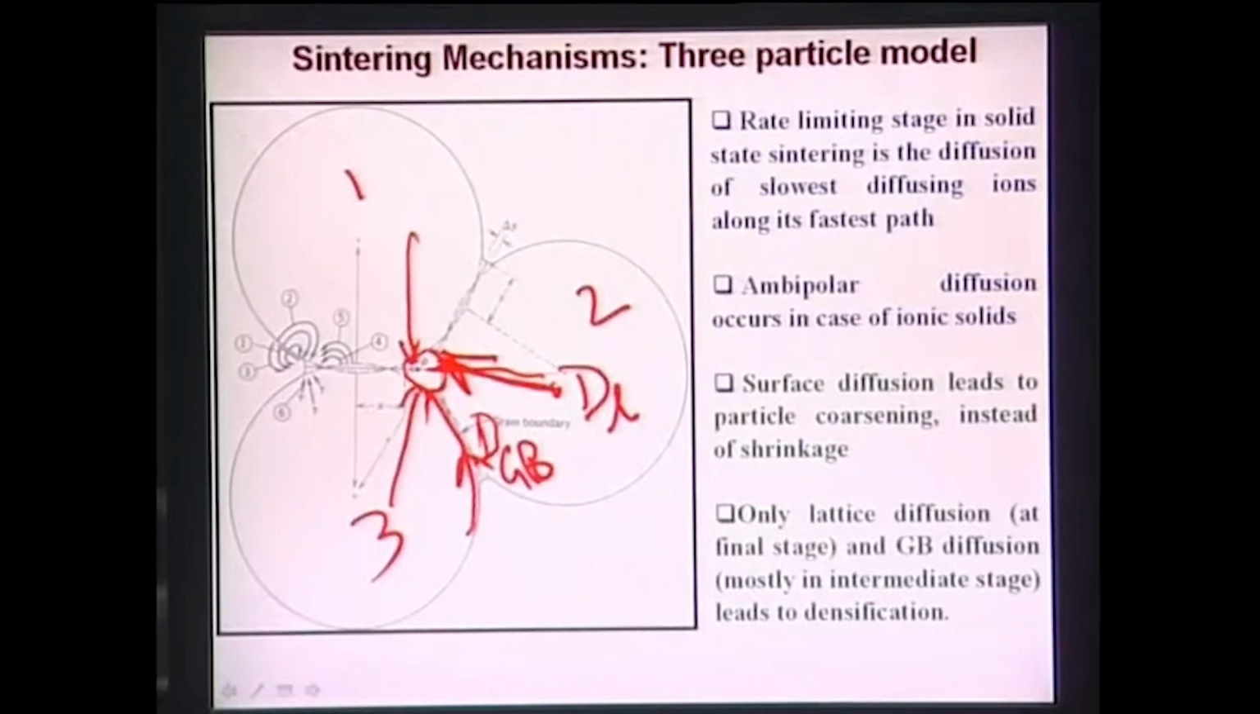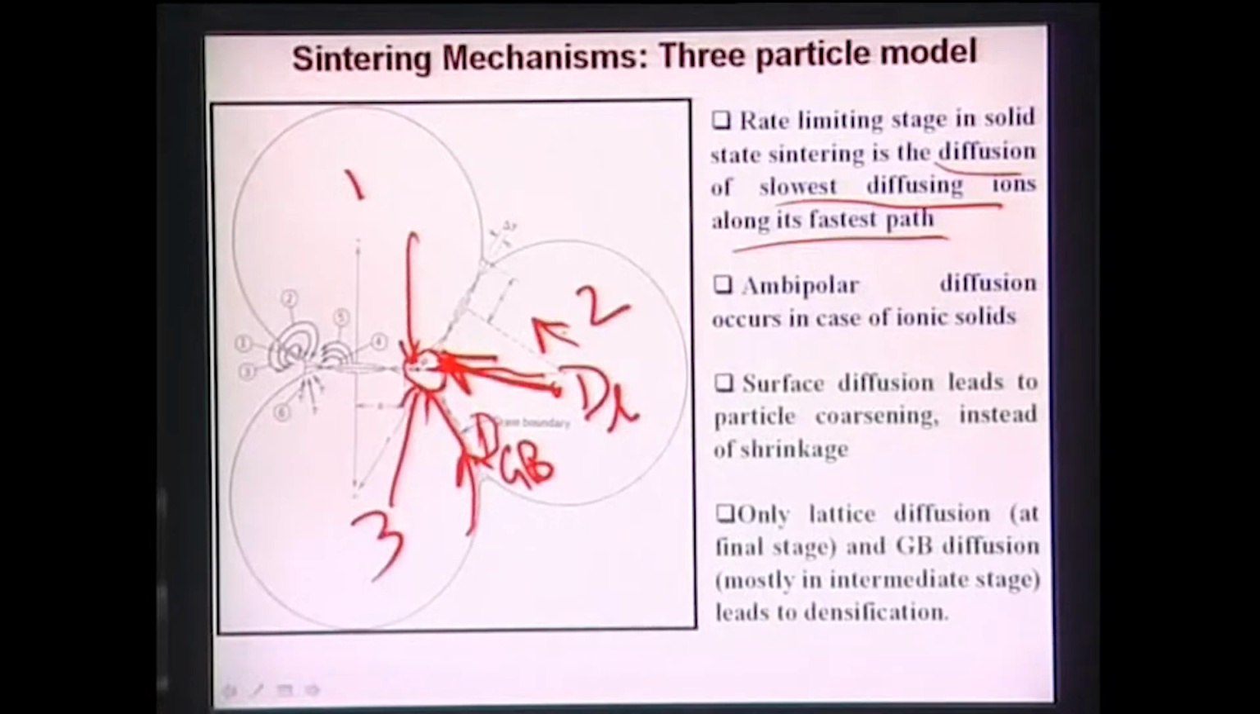Now the rate limiting stage in solid state sintering is the diffusion of the slowest diffusing ions along its fastest path. Depending on what temperature you are sintering at, if you are sintering at an intermediate temperature, then grain boundary diffusion takes place and the grain boundary is the fastest path. If you are sintering at a large temperature, the highest temperature, then lattice diffusion dominates and sintering takes place by lattice diffusion only. So accordingly you can see what the diffusion of the slowest diffusing ions along its fastest path is.